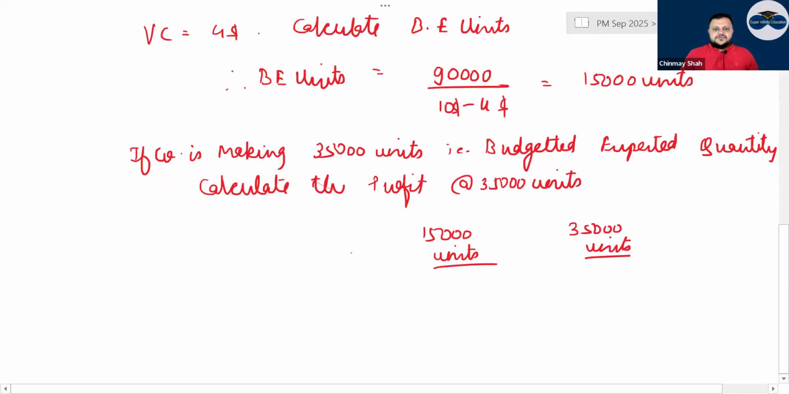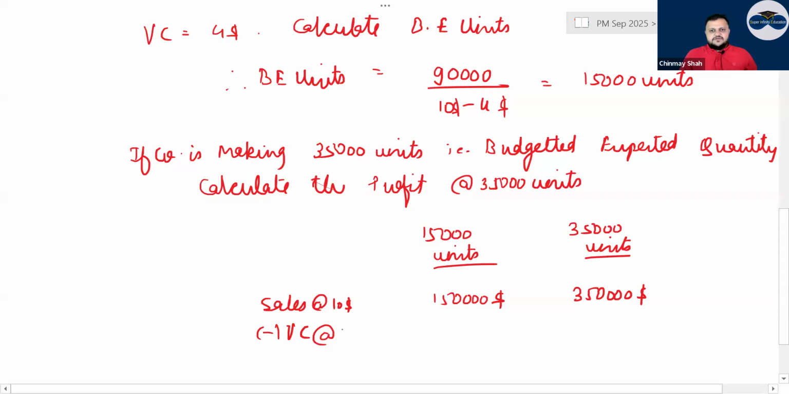Chalo, 15,000 units sales at $10. Tell me how much is the sales here? $150,000. Here $350,000. Okay with it? Tell me. Minus variable cost. How do I get the variable cost? At $4. Tell me how much is this? Here $60,000. Here how much is it? Tell me. 4 into 35,000. Ishan, what do you say?